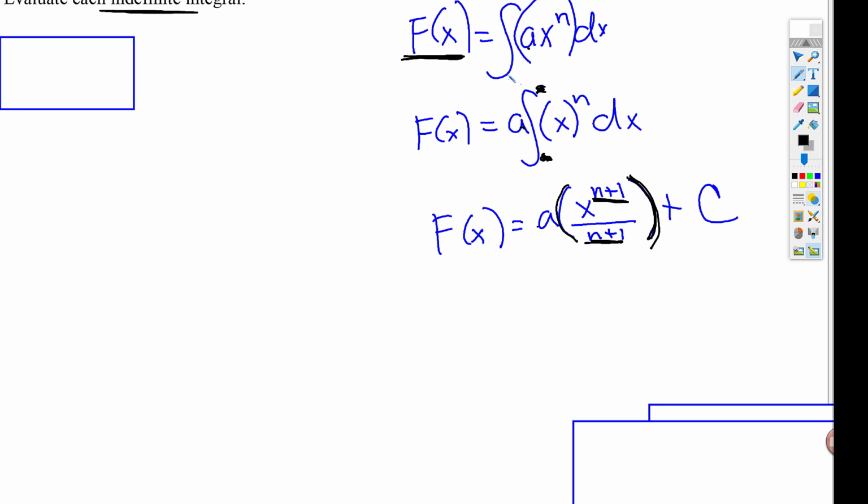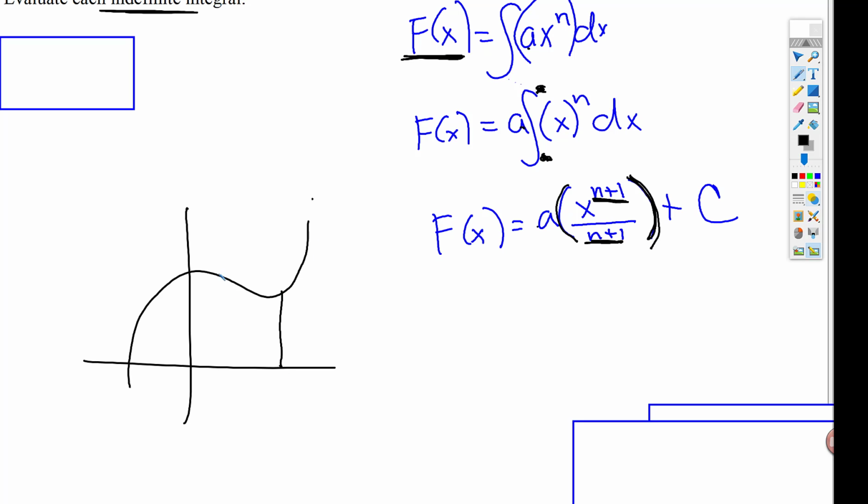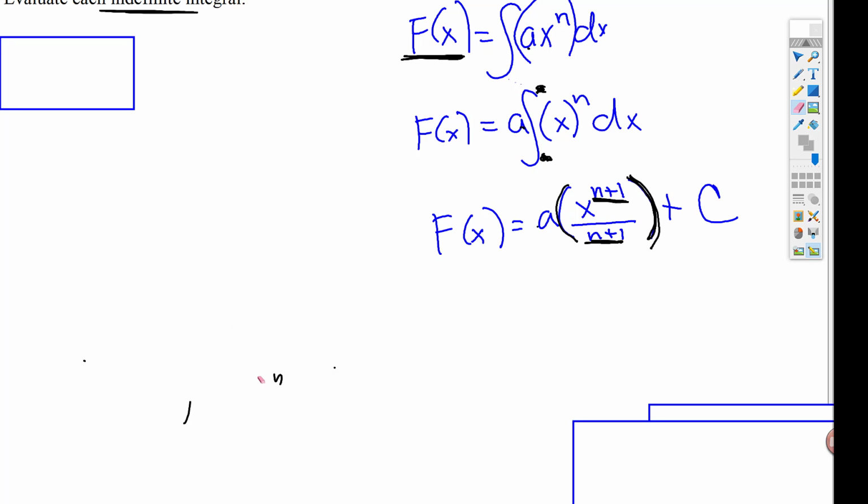And because we don't know, if you've got a graph that looks like this and we care about the area, right now we're just doing the form. We don't know what the a and b is. So indefinite integration just gives us a formula. Later on, if we have an a and a b, we can plug that in.